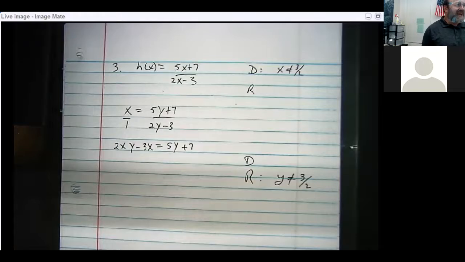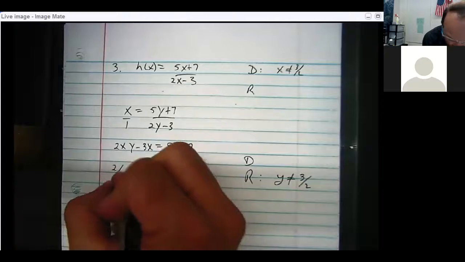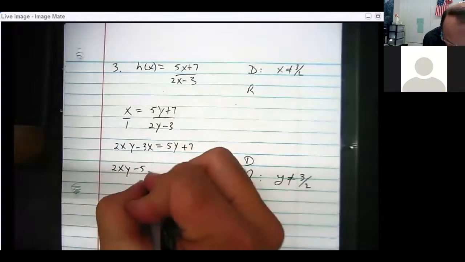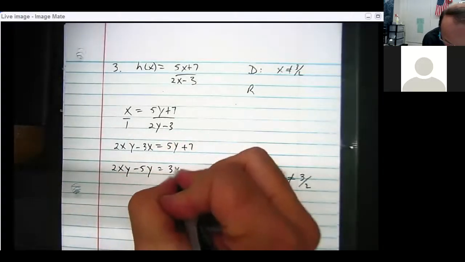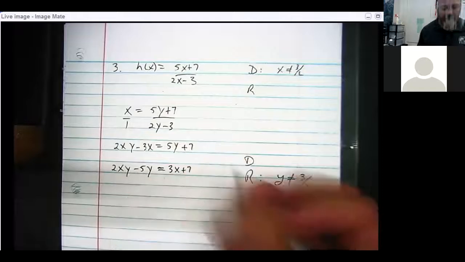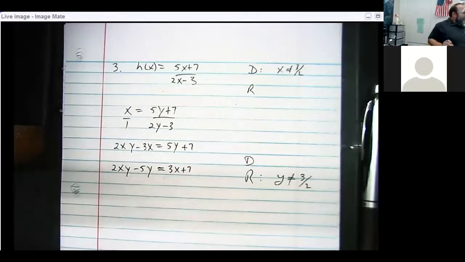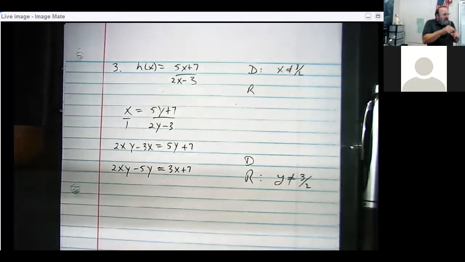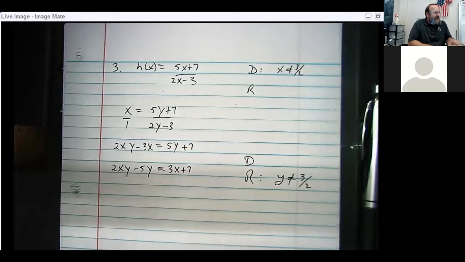This is the important step right here. Here we go, this is the money step. 2xy minus 5y equals 3x plus 7. I just did a little bit of a shell game. I just moved the marble around under the cups, or, you know, I played 3-card Monte. I moved some things around to see if you could find it.